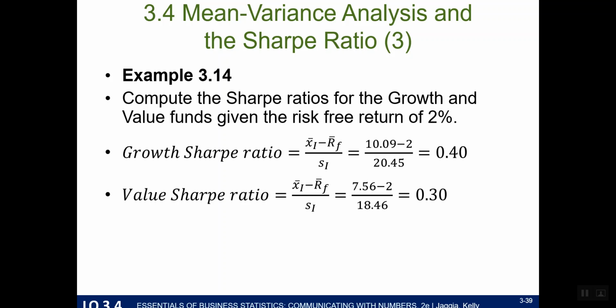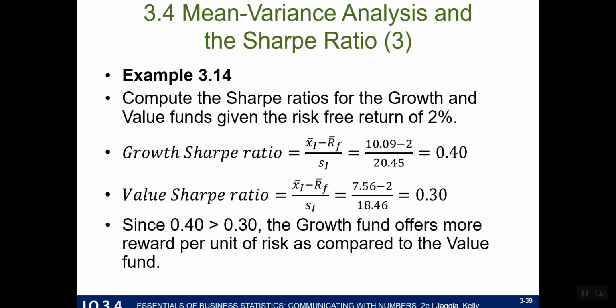So since 0.4 is bigger than 0.3, this is telling me if risk was equal between the two, if we consider risk to be equal, the growth fund is going to give me more return. So it's attempting to make the risk equal. And so in this case, I would want to invest in the growth fund because I'm going to get more return for the same level of risk.